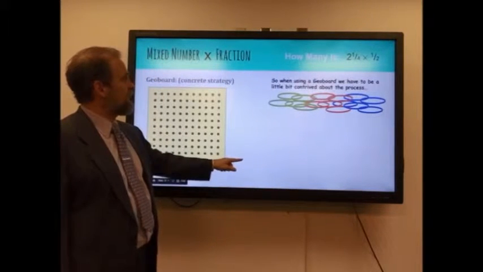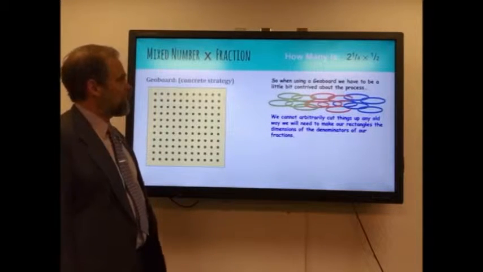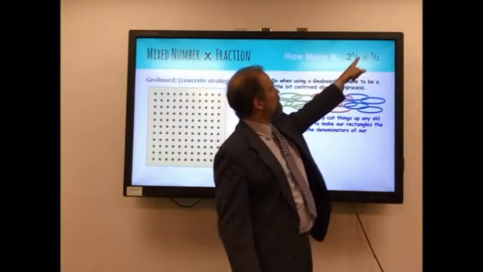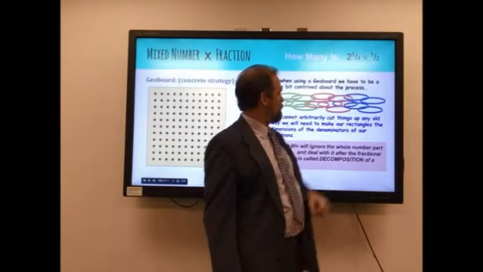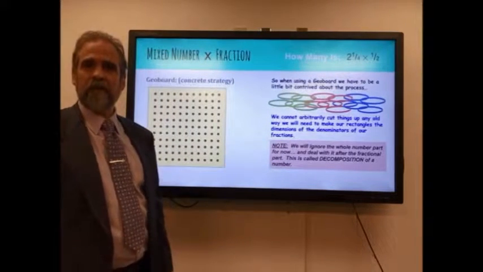So I'm going to go ahead and try to figure out what to do with this. We can't arbitrarily cut things up in any old way. We need to make our rectangles' dimensions the denominators of our fractions. So the denominators we have are a 4 and a 2, right? No, we will ignore the whole number part for now, okay?